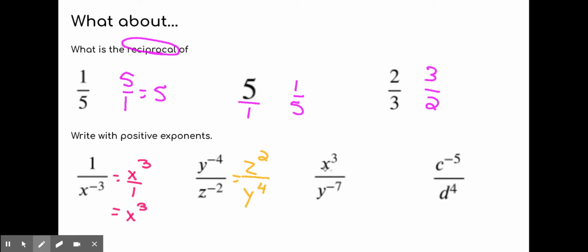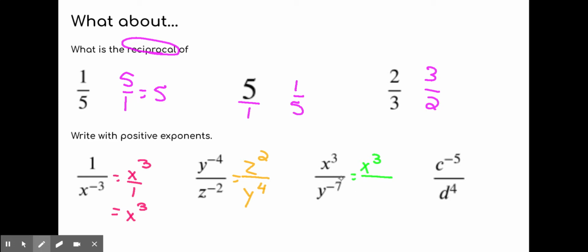So next, I have x cubed over y to the negative 7. So if I have negative exponents, I have things I can fix. Okay, so I'm going to draw my fraction bar, and you need to look at each exponent and see if it needs to be fixed, to see if it is a negative exponent and needs to be positive. So I see x cubed in the numerator. It's already a positive exponent. It is happy right where it is, so it's going to stay as x to the positive 3.